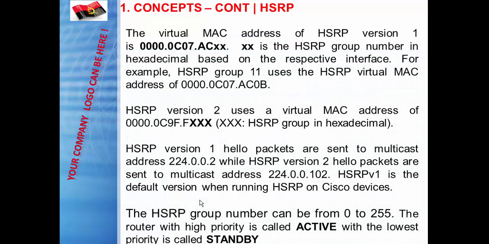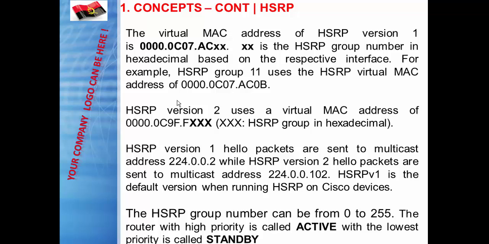So continuing. When we are using HSRP, there are two versions of virtual MAC address that we can use. For version one, we use this MAC address. I include here XX to represent a group, but this group is a hexadecimal number. For instance, if I use group number 11, the virtual MAC address of version one should be this one. It should have a B here.